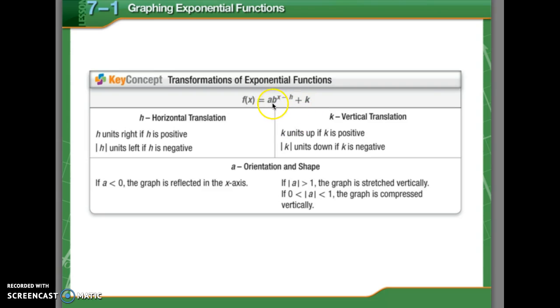And if you have an a in front, that tells you the orientation and the shape. If a is positive, the graph faces up. If it's negative, it faces down. If a is more than 1, the graph is stretched vertically. It gets taller, basically. And if a is between 0 and 1, then it's compressed vertically, which means it gets like squished down.